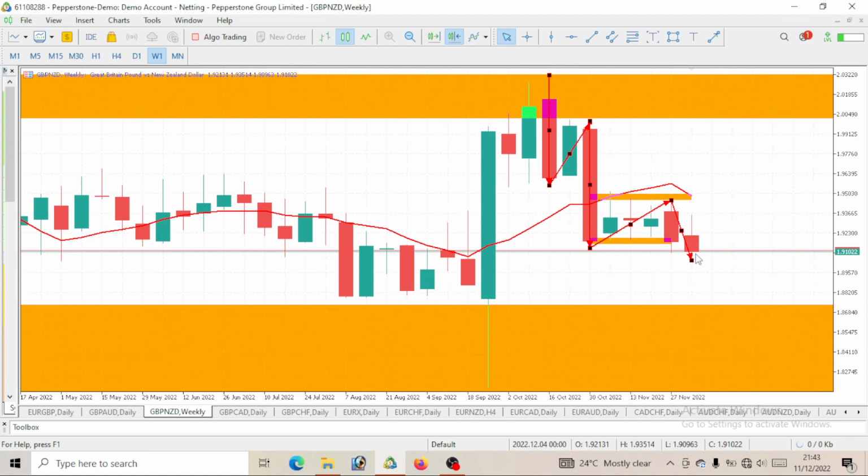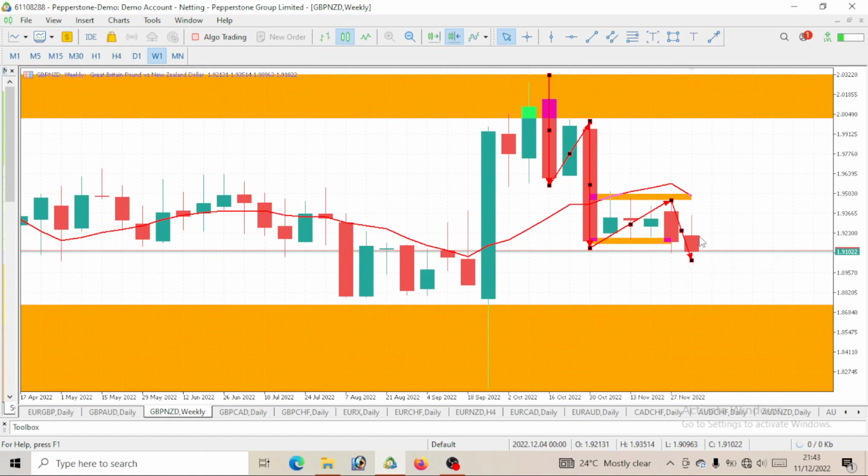So any trade you have to take, if you have to trade any currency pairs against this New Zealand dollar, definitely you should consider going bearish. So we are looking at trading GBP New Zealand dollar, GBP to our New Zealand dollar. So we expect to go bearish on this GBP New Zealand dollar.